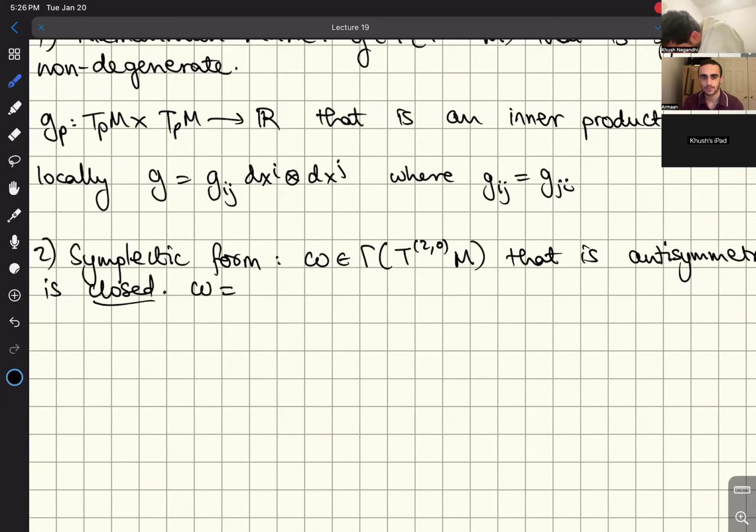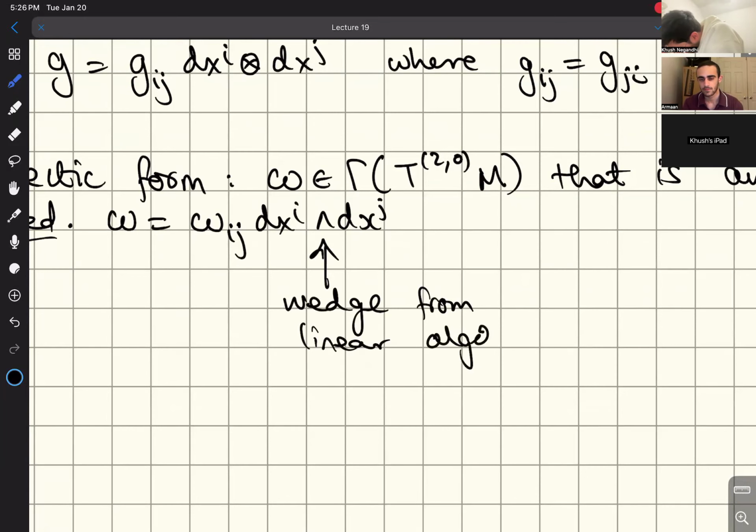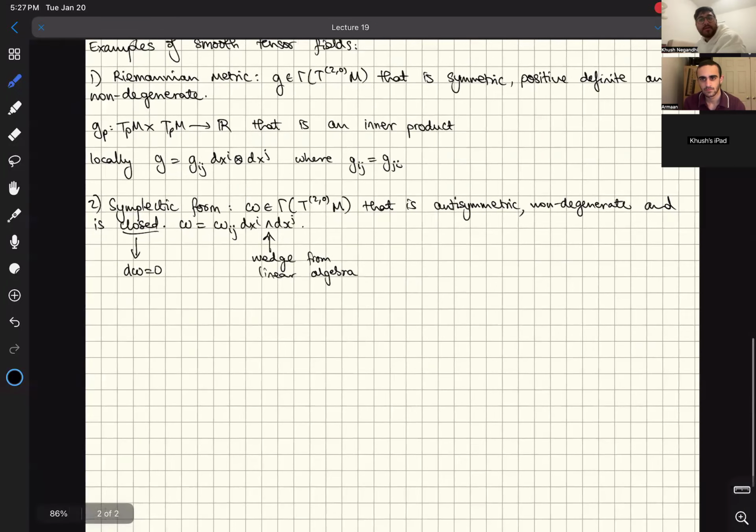But omega can be written as omega_ij dx_i wedge dx_j, if you remember the wedge product from linear algebra. Do we also do wedge products in 247? No. You talk about anti-symmetrization, which is actually just the wedge product, but you don't call it the wedge product. If you're interested in what closed means, it just means d omega equals 0. You can search up what that means to prepare for the next couple of meetings.